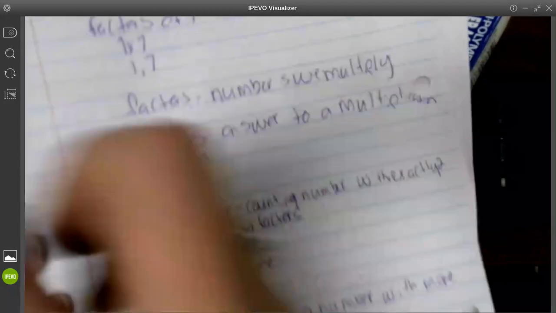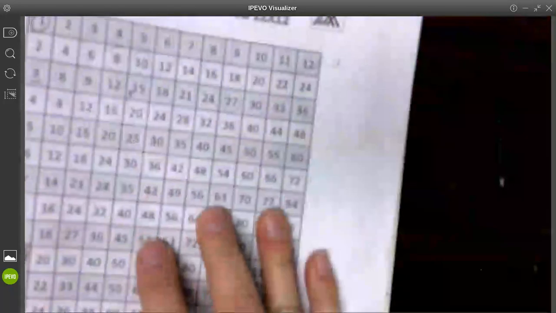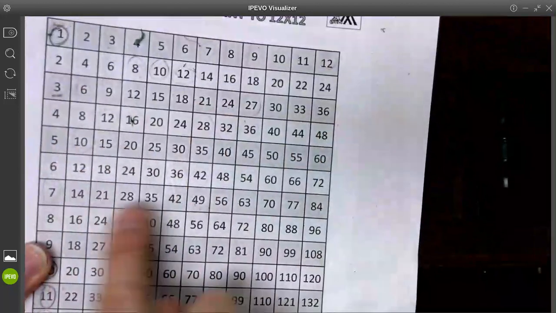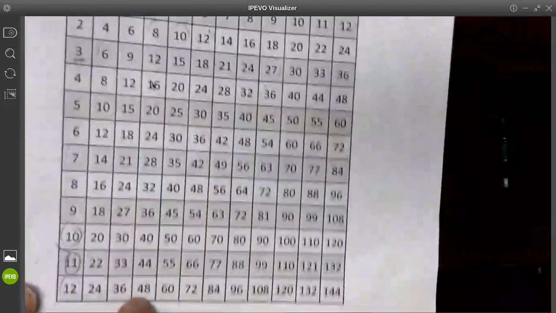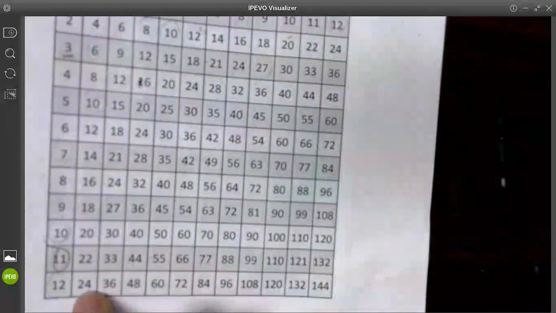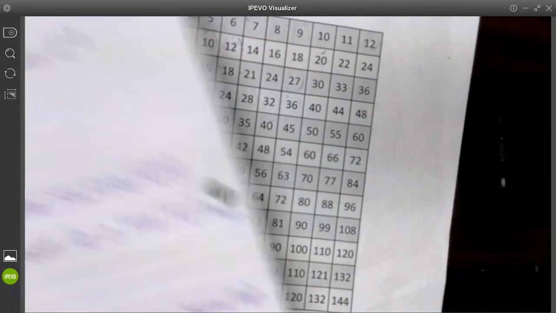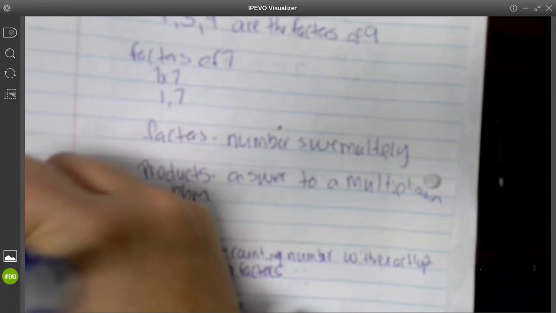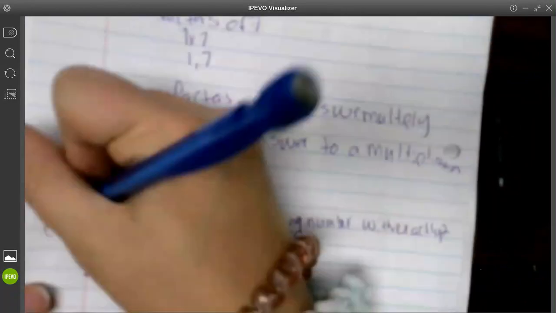And then we have 11. And let's look for 11. So we know 1 and we know 11. Is there 11 anywhere in your multiplication charts in the middle? There's no more 11, so it's only 11 and 1. So because there are exactly 2 factors, 11 would be a prime number. So 11 is prime, because 1 and 11 are the only factors.